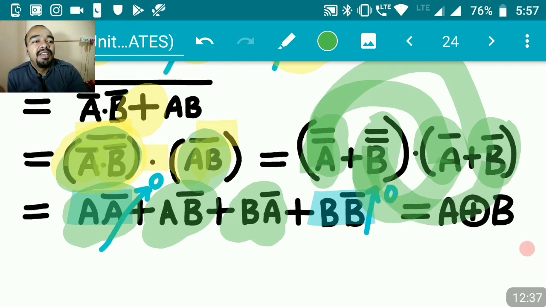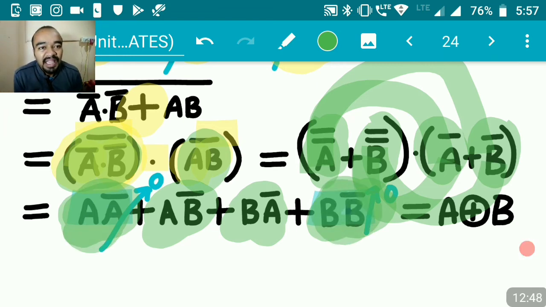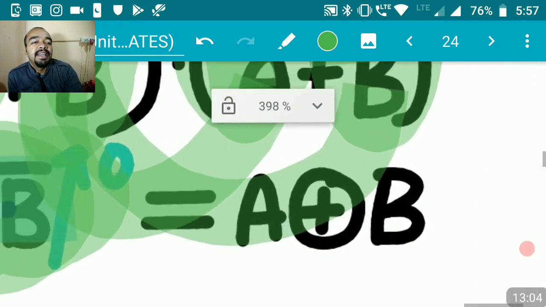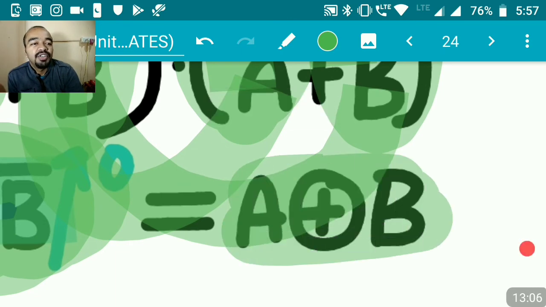We know that A into A bar is equal to 0, B into B bar is equal to 0. That is why term 1 and term 4 become 0. Then we are left with A B bar plus B A bar, and this is the equation for the XOR gate. We can definitely represent this as A XOR B as shown in the notes.